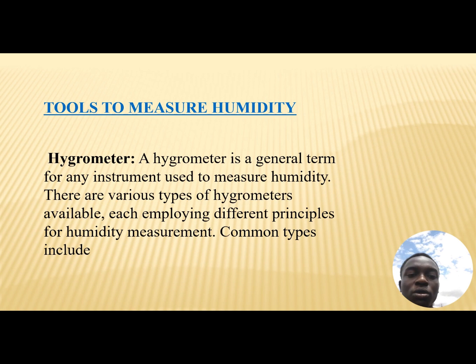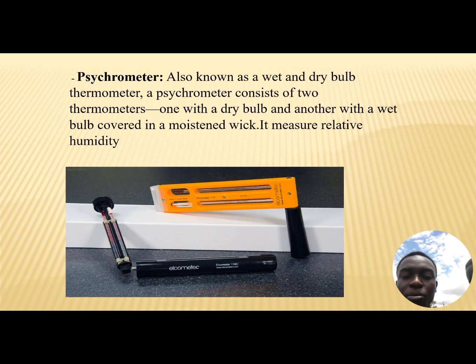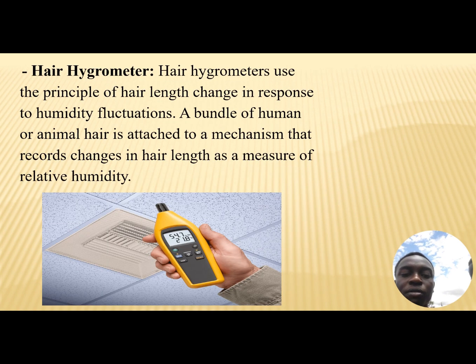So let us proceed to the tools to measure humidity. The first one is the hygrometer. A hygrometer is a general term for an instrument used to measure humidity. There are various types of hygrometers available, each employing different principles. The second one is the psychrometer, also known as a wet and dry bulb thermometer. A psychrometer consists of two thermometers, one with a dry bulb and another with a wet bulb covered in a moistened wick. It measures relative humidity.